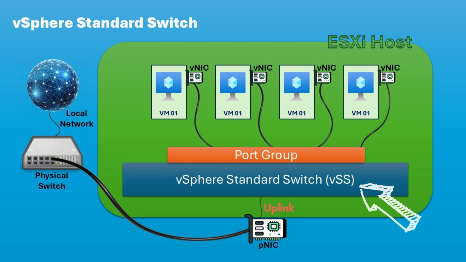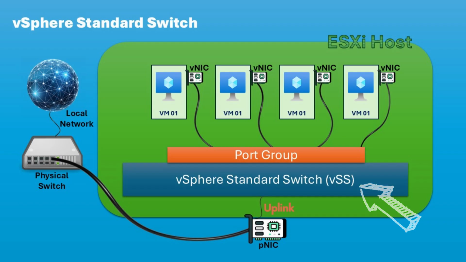A vSphere standard switch connects virtual machines together and virtual machines to the physical network. It has the ability to move layer 2 traffic, just like a traditional network switch would, between virtual machines internally on each of your ESXi hosts. This means that virtual machines on the same network that are on the same ESXi host can exchange traffic. The traffic never has to leave the host or go to a router as long as those virtual machines are on the same network.